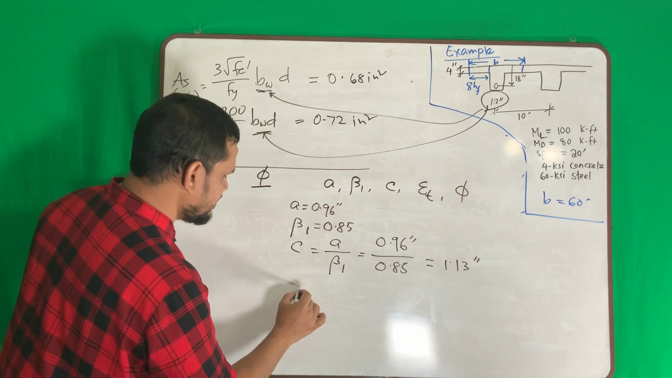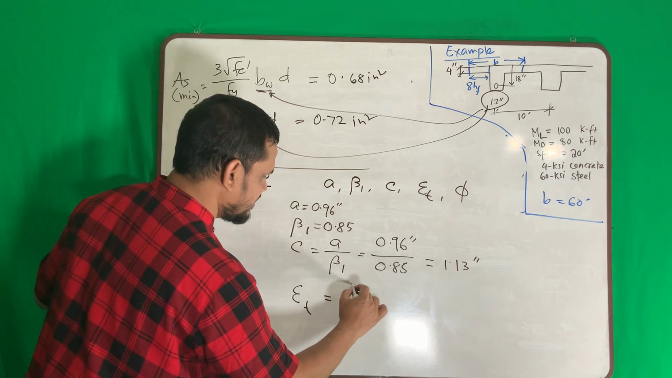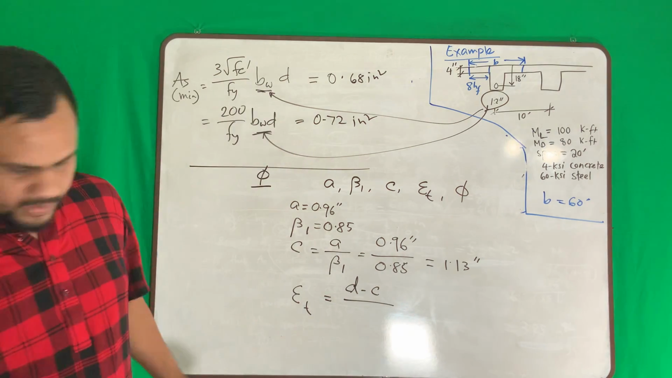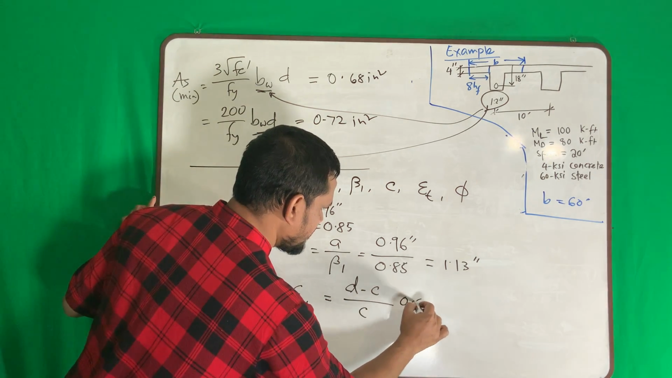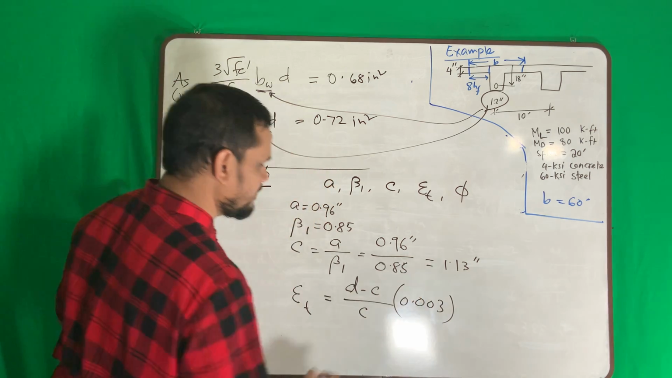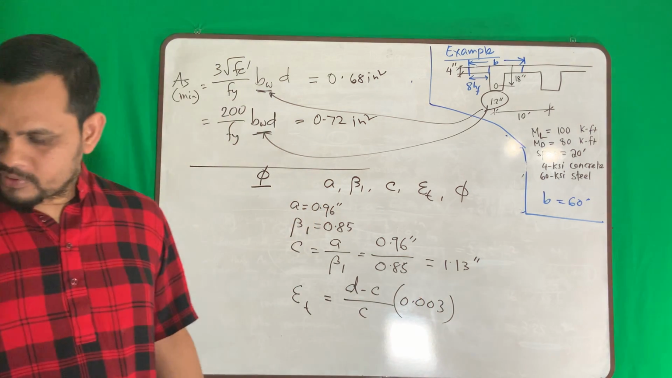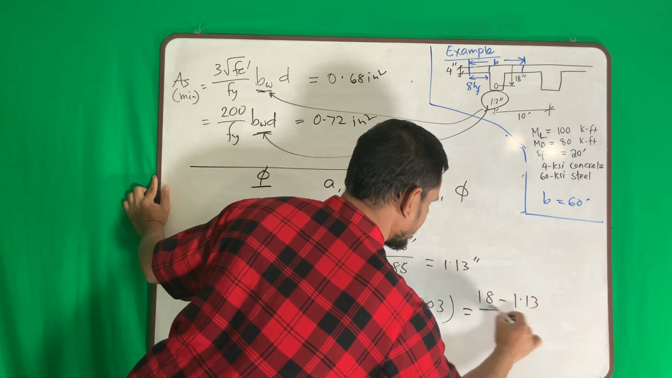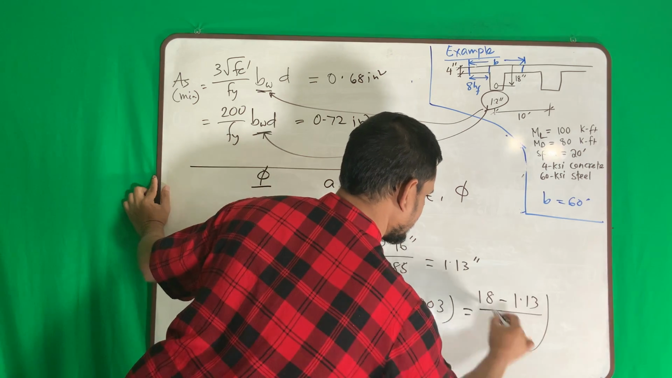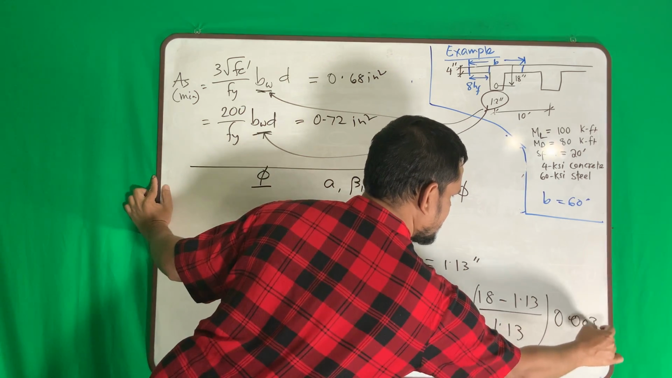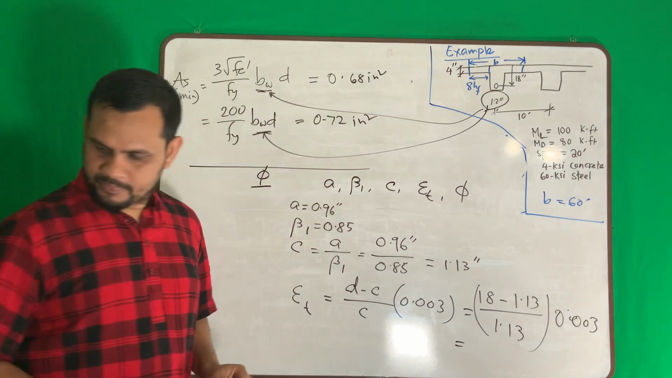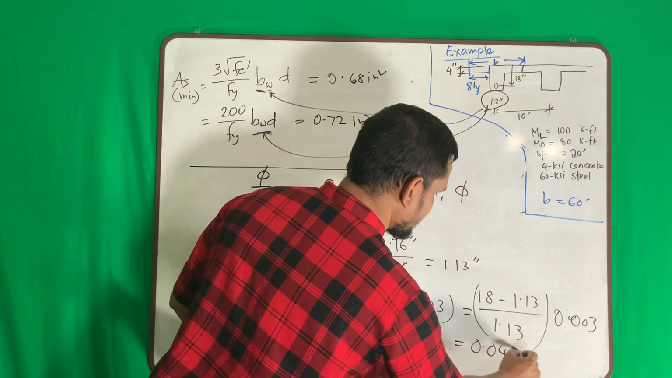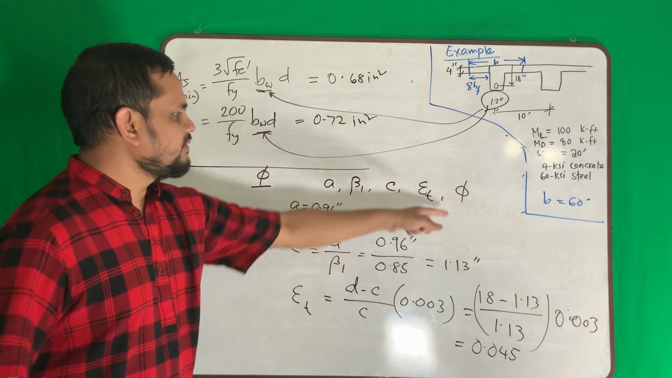Then how to find epsilon T? If you can remember, epsilon T is D minus C divided by C times 0.003. If you can remember this equation from your previous chapter, so 18 minus 1.13, divided by 1.13, times 0.003. So what is this value? This value we got 0.045. Now, then we can find phi.